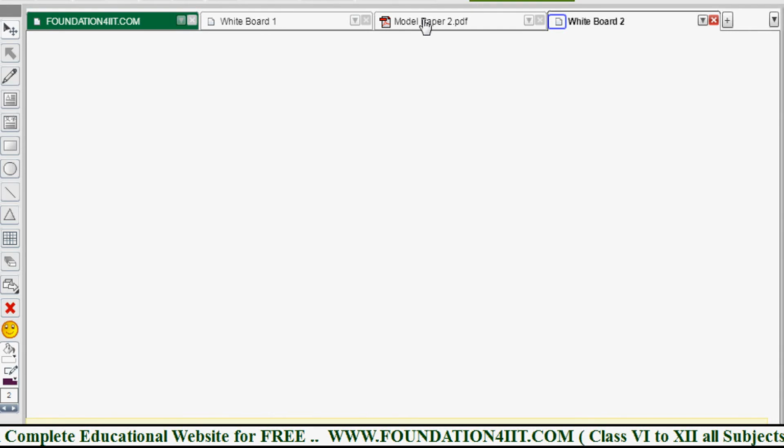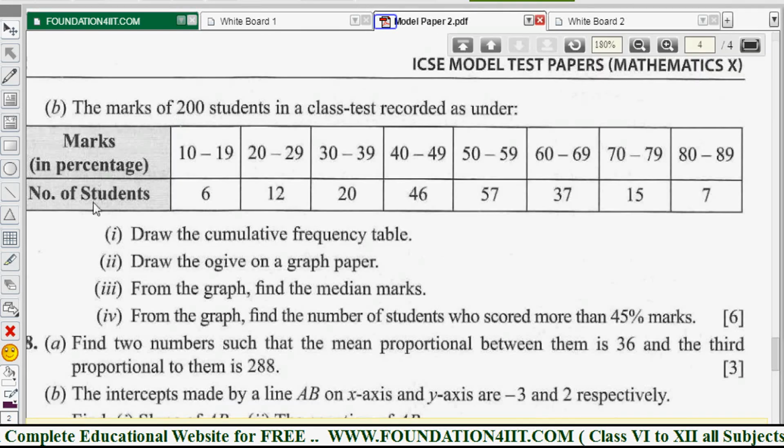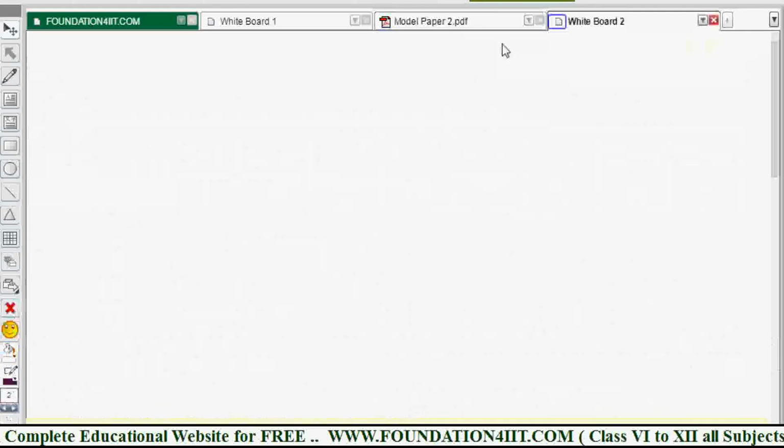Okay, this data, if you take it in the table, this one, marks in percentage and number of students. Let's take this. So in this one, let's take it column wise.